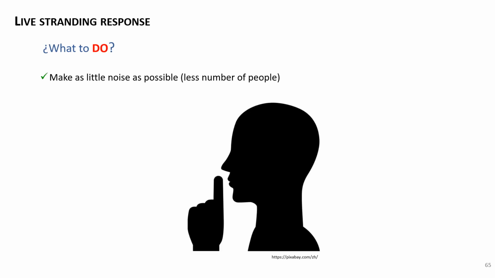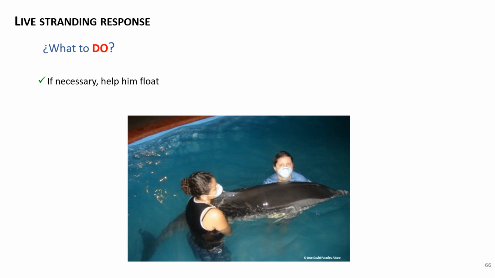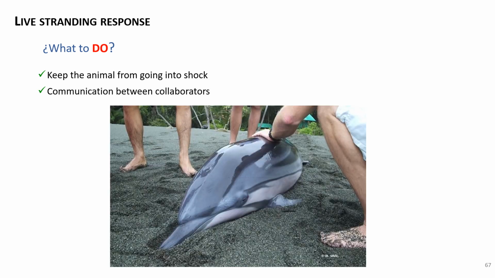And now we are going to describe some important things that we need to know and what to do. Make as little noise as possible. Fewer people is better. If necessary, help him to float. Keep the animal from going into shock. Communication between collaborators to maintain silence and control the scene.